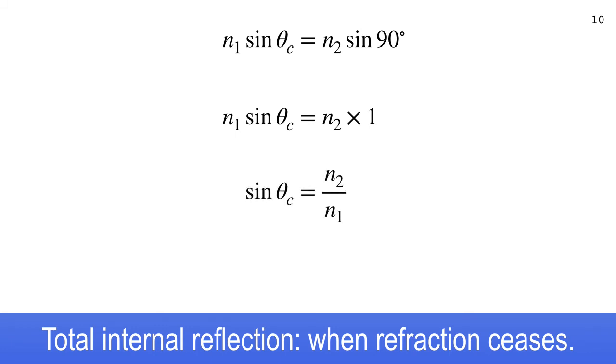So let's figure this out. Sine theta of C is equal to the quotient N2 over N1. All right, that's pretty cinchy. And we have those two indices on the previous table. All right. So you can figure out the quotient. And then just do the inverse sine, and you can get theta C by itself. All right.